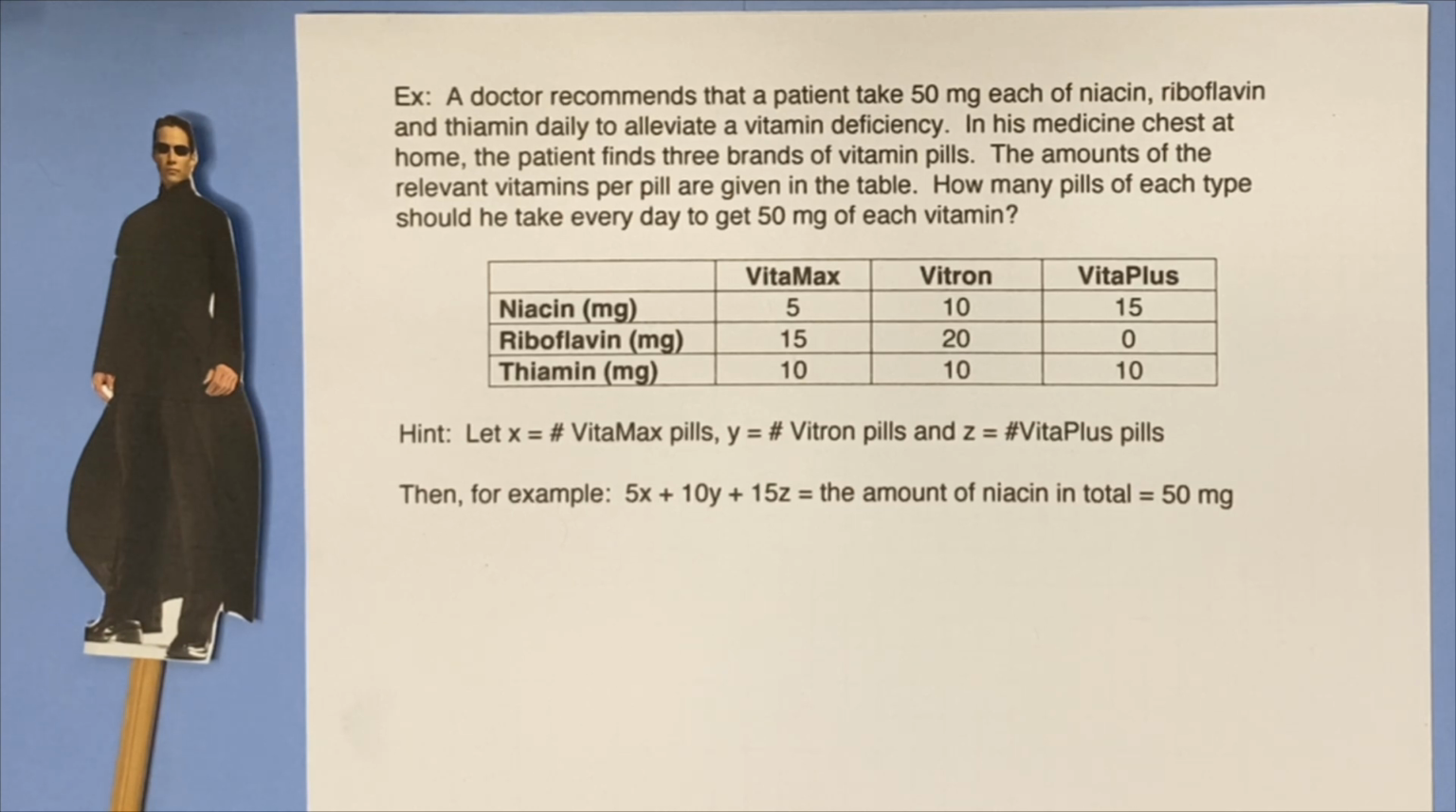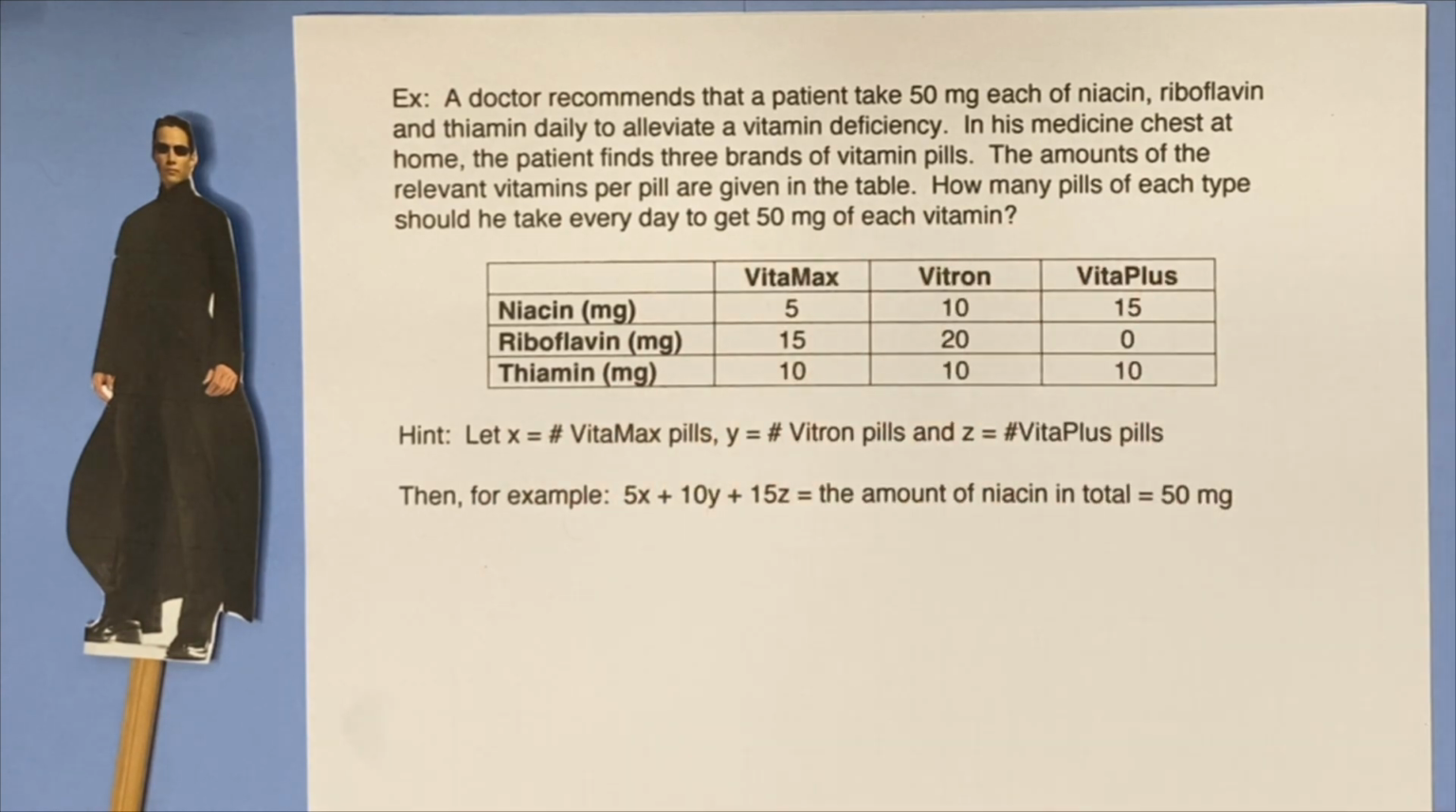Okay. In his medicine chest at home, the patient finds 3 brands of vitamin pills. This seems like a kind of sketchy problem, but let's go. I mean, who put them there? Aliens? Nobody knows. The amounts of the relevant vitamins per pill are given in the table. How many pills of each type should he take every day to get 50 milligrams of each vitamin?